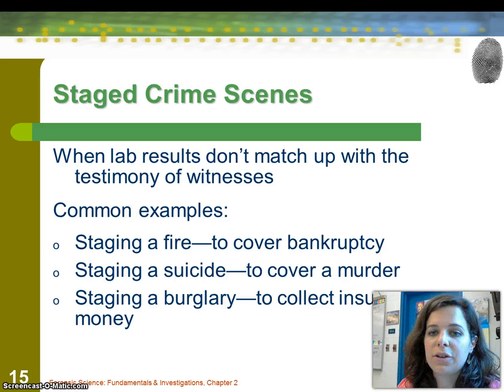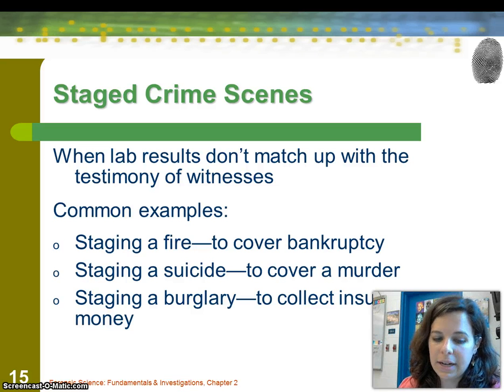Sometimes you're going to have a staged crime scene, and this is when lab results don't match up with the testimony of the witnesses. Some common examples of this are staging a fire to cover up a bankruptcy, staging a suicide to cover up a murder, and staging a burglary to collect insurance money.